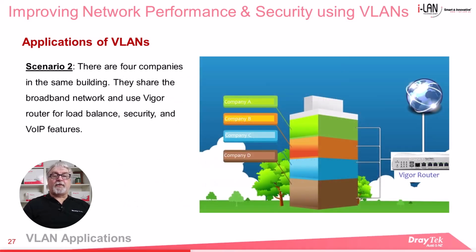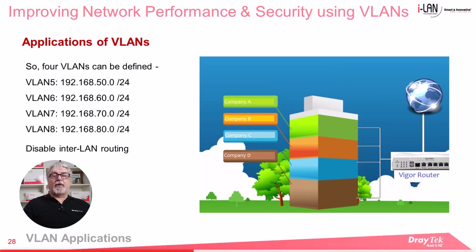Another scenario is where four companies are located within the same building. They share the same broadband network and use a bigger router for load balancing, security and VoIP features. So to keep all the companies separated but still share the same internet connection, we can create 4 VLANs in the network. Let's call them VLAN 5, VLAN 6, VLAN 7 and VLAN 8. Of course, in this case we want to keep inter-LAN routing disabled. These are just a couple of instances where VLANs can be very helpful.